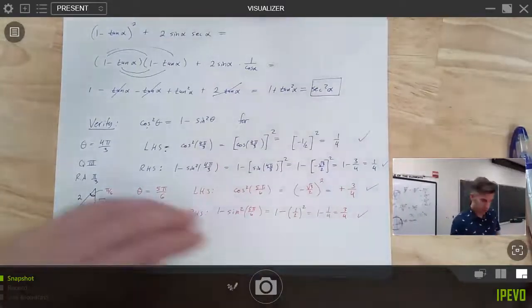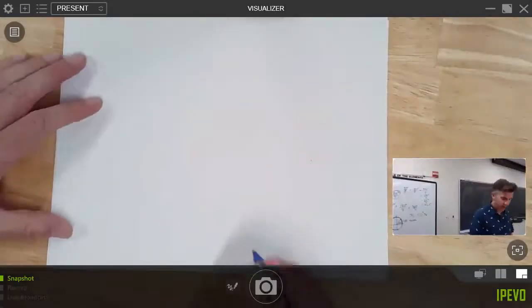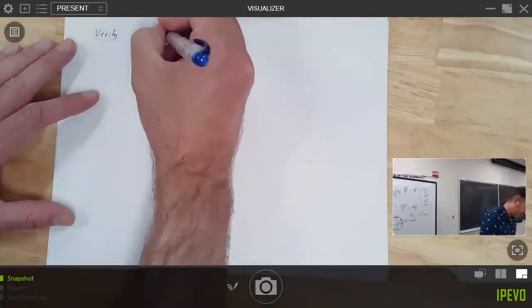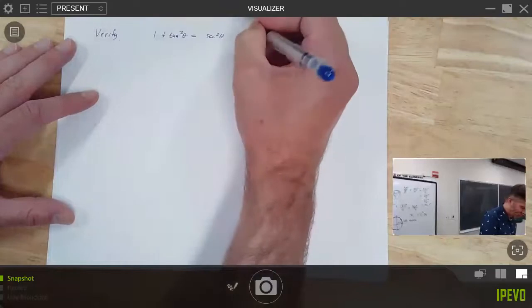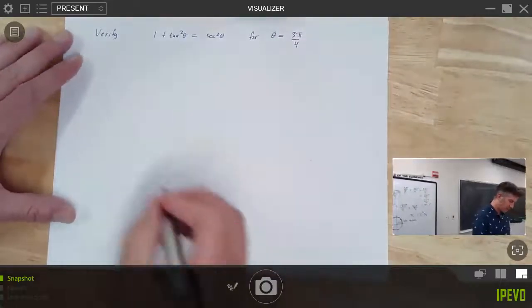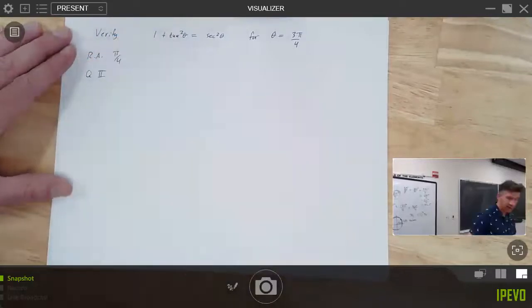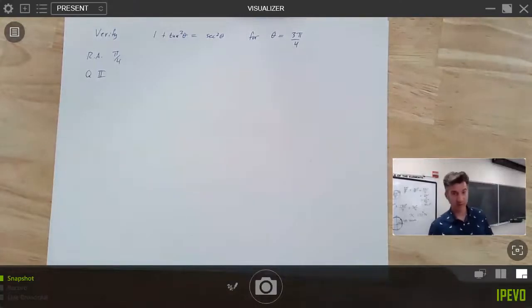Let's see what else we've got left here. Not very much, so a couple more things. Another example. Let's verify that 1 plus tangent squared theta equals secant squared theta for theta equal to 3 pi over 4. The reference angle is pi over 4. The quadrant is 2. In quadrant 2, sine is positive, which means tangent and cosine are negative, which also means secant is negative. It doesn't really matter for these problems whether it's positive or negative, because we're going to be squaring all of them anyway, so they all end up being positive.